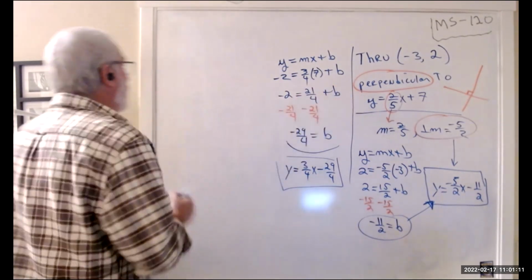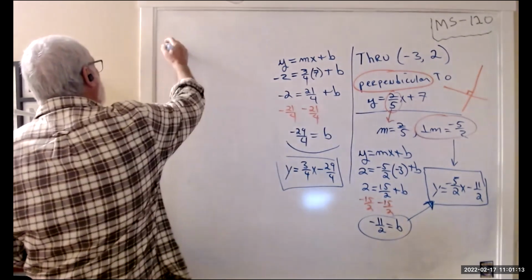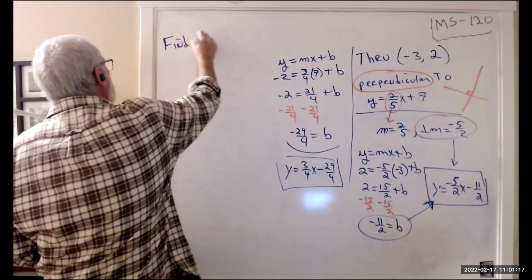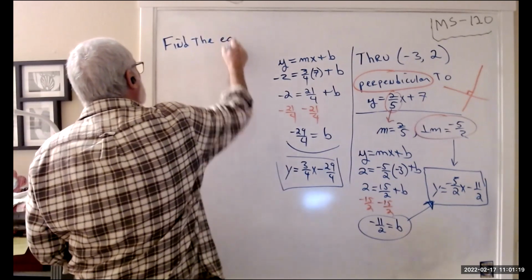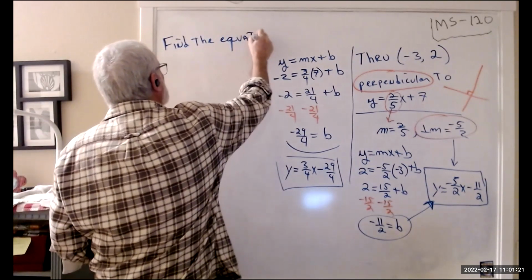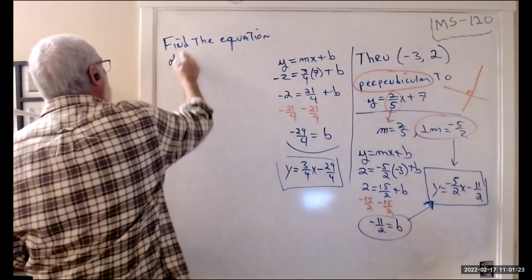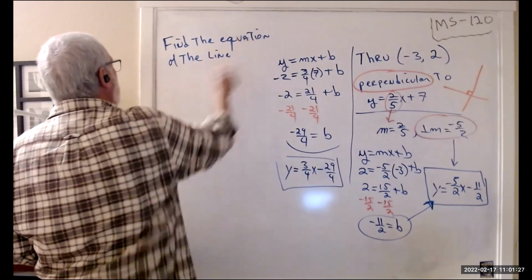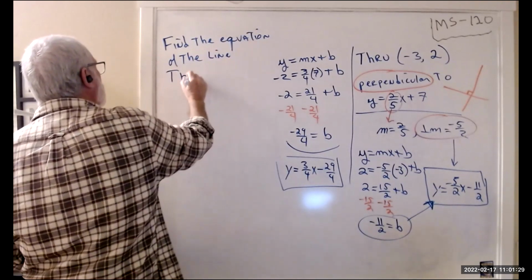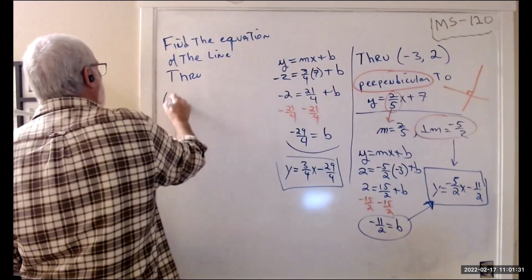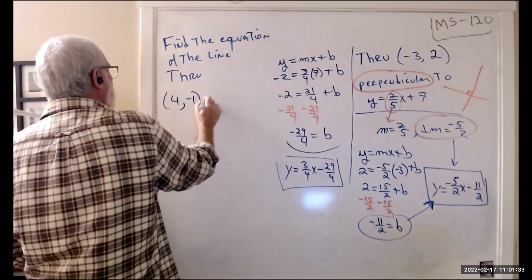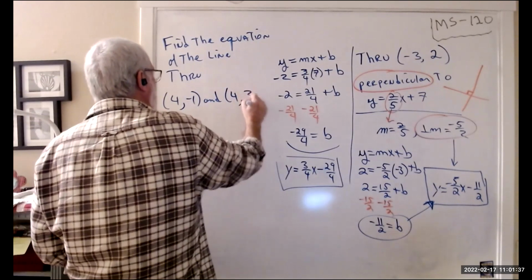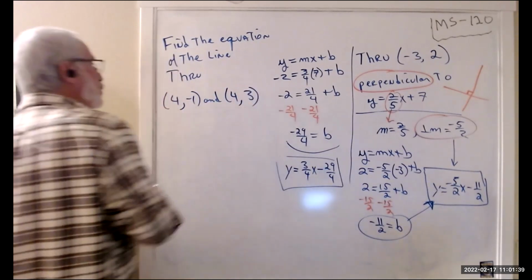Okay, but this time for a new example, I want you to find the equation of the line that passes through (4, -1) and (4, 3). And I'll let you work on that.